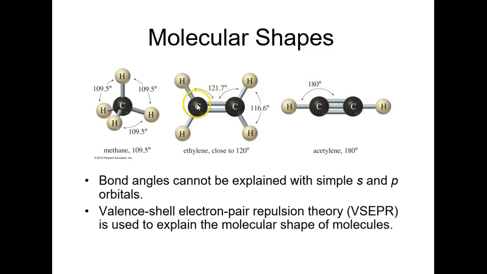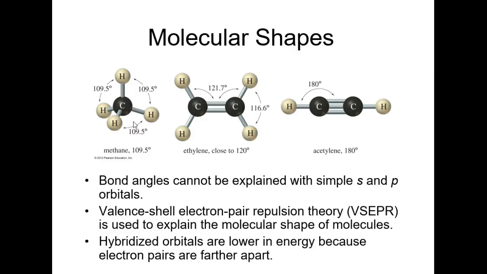All right. If I have three things, what do they want to be? They want to be as far away from each other as possible, and that would mean a trigonal planar molecule. Same thing for a tetrahedral molecule. Okay. So hybridized orbitals are lower in energy because the electron pairs are further apart. When they hybridize, they actually form these bond angles. So I'm going to quickly talk about what sp orbitals are, and then what sp2 orbitals are, and what sp3 orbitals are. But because I'm running out of time, we will do it in the next video.